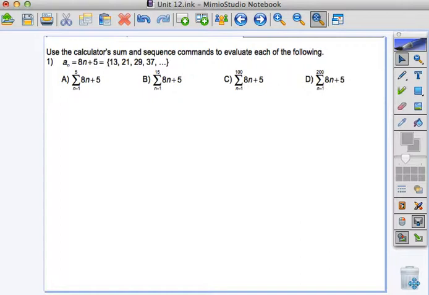We want to do the sigma notation. If you cannot see it very clearly on your paper, I know the little subscripts down here are really hard to see. This should be n equals 1 here. This one has a 5 and an 8 and plus 5. Just a really quick review on how to get that on your calculator. Really quickly, we'll do it for A.